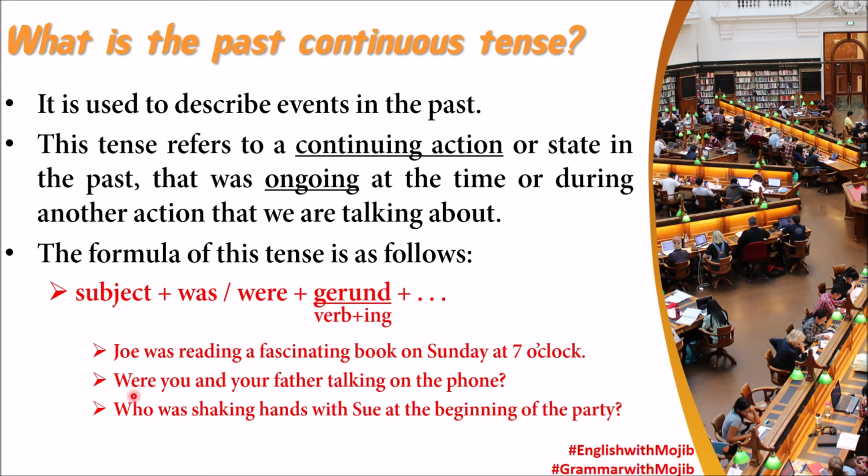Next one, yes/no question. Were you and your father talking on the phone? Were you and your father talking on the phone? Were for you and your father. Third one, WH question or information question. Who was shaking hands with Sue at the beginning of the party? Beginning of the party, an action that we're talking about. Who was shaking hands with Sue at the beginning of the party?